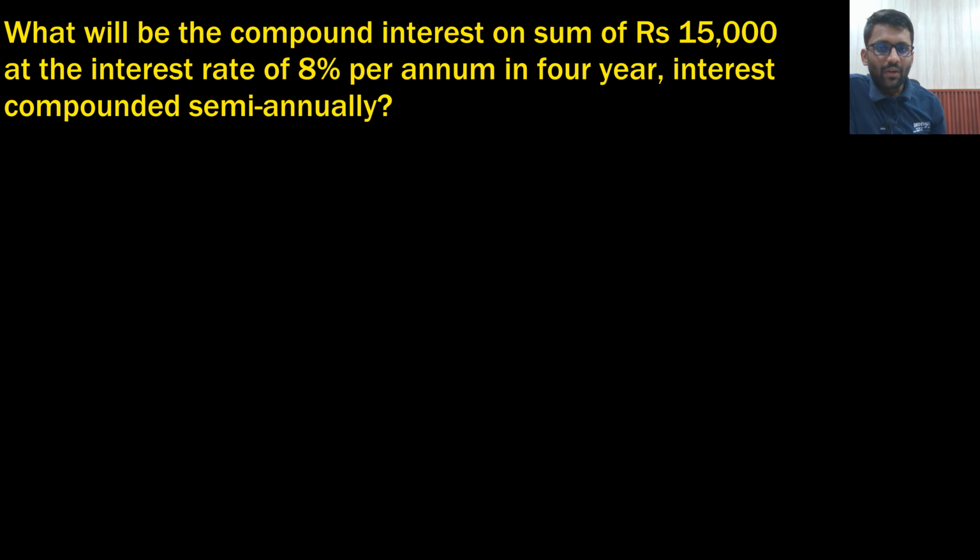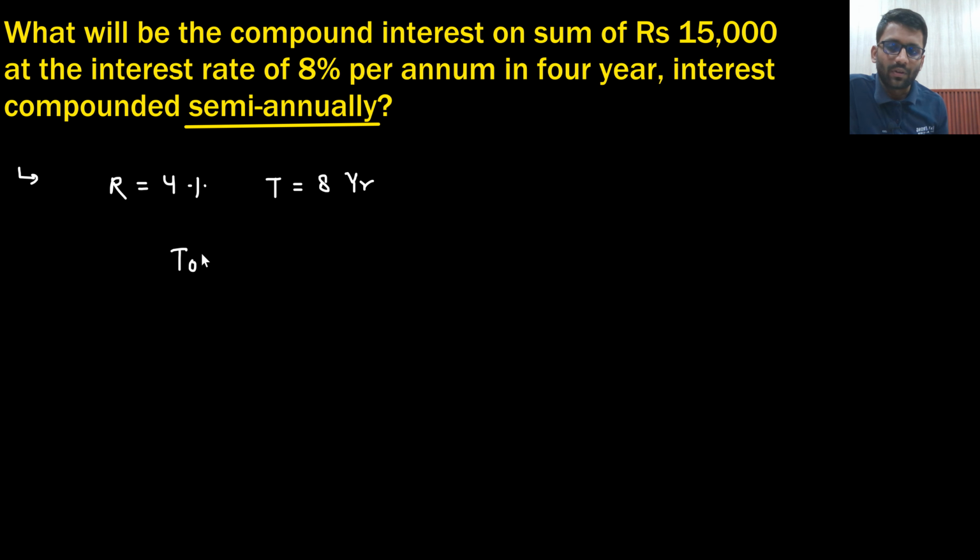What will be the compound interest on a sum of 15,000 at the interest rate 8% per annum for 4 years, compounded semi-annually? Very important term, semi-annually. So what did I tell you to do? Interest rate will be decreased to 4% and time will be doubled. So for 4 years, I will put 8 years. So what do I need to find? Only the compound interest.